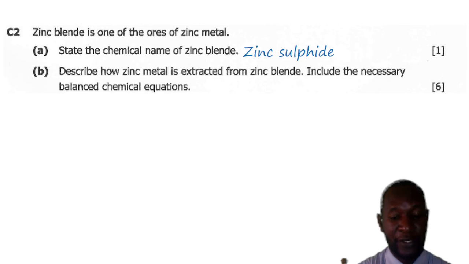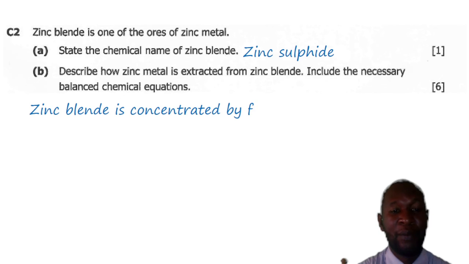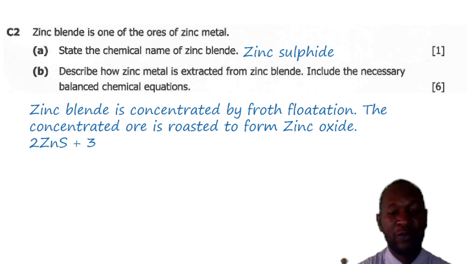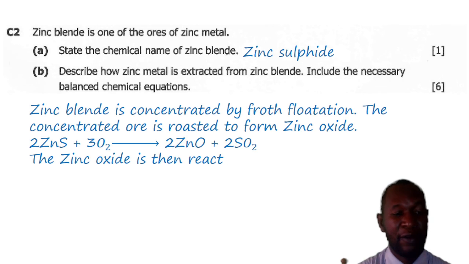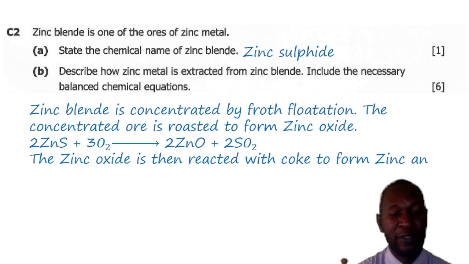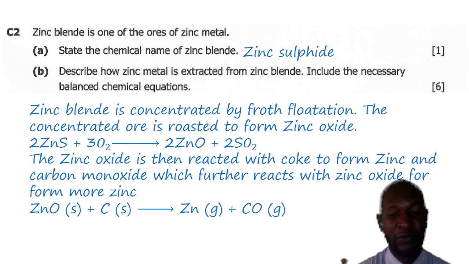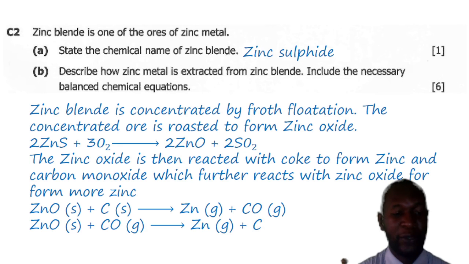So to extract our zinc, we first need to concentrate our ore by what is known as flotation. So then the concentrated ore is roasted to form zinc oxide. So this will involve us reacting zinc sulfide with oxygen to form zinc oxide as well as sulfur dioxide. So the zinc oxide is then reacted with coke to form zinc and carbon monoxide.